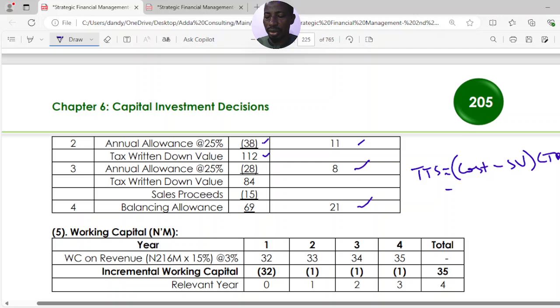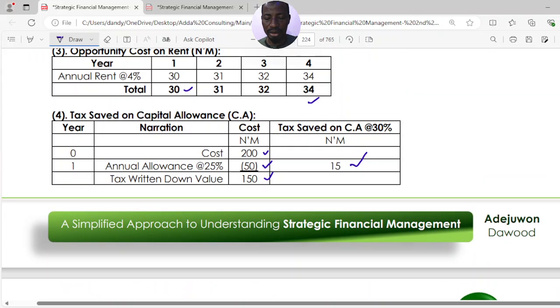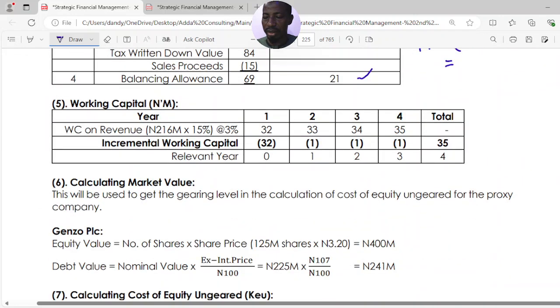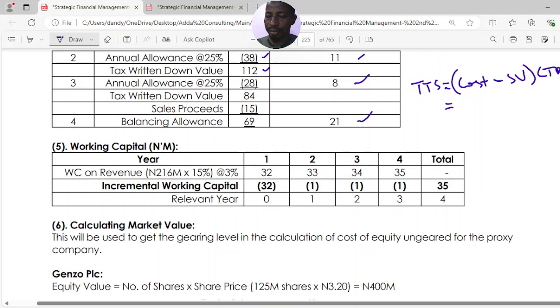Okay, so the cost of the project is 200 million. Let me confirm that. Yes, it's 200 million. So I would then say 200. The total of this one is 55. So 200 million minus scrap value of 15 million multiplied by a company tax rate of 30%. So I should have the same thing as 55.